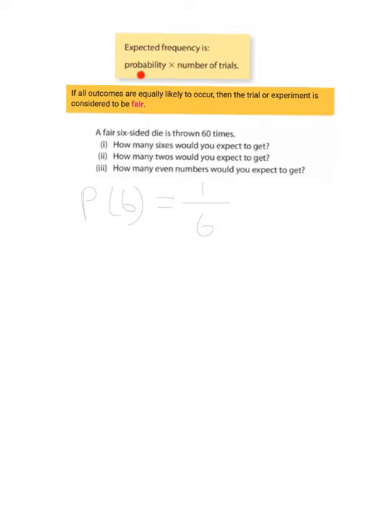So that's the probability, but we're looking for the expected value, and it's the probability multiplied by the number of trials. So in part 1, it's 1/6 multiplied by the number of trials, which is 60, which would give me 10.